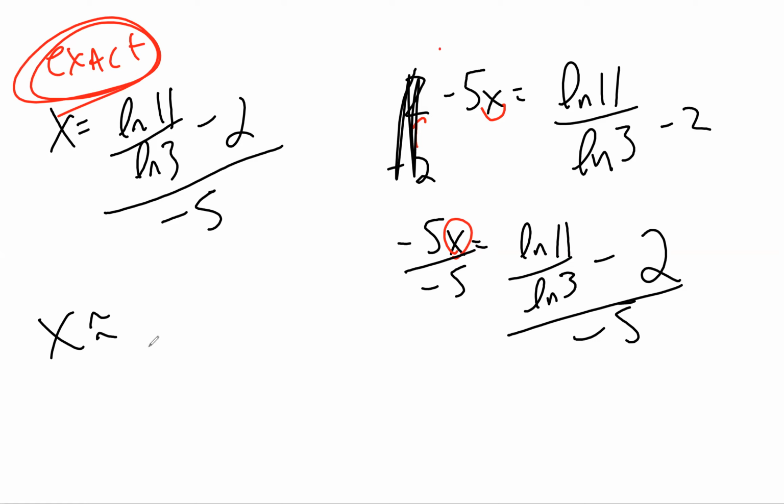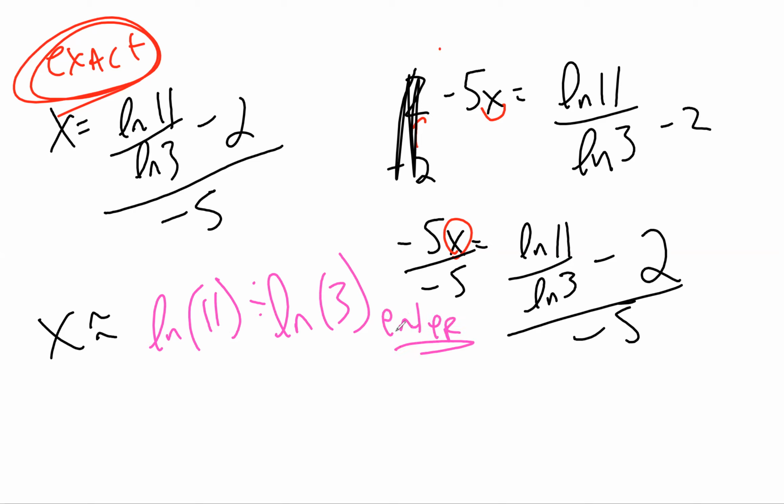You're going to type the ln button. When you do that, a parenthesis pops up. You're going to type in the number 11, close parenthesis. Then you're going to hit the division button. Then you're going to hit the ln button again, a parenthesis pops up. You're going to type 3, close parenthesis. Do me a favor, hit enter right there. Let me do that too and see what you should get. The ln of 11 divided by the ln of 3 is going to give you like 2.18 something. Make sure you got that.